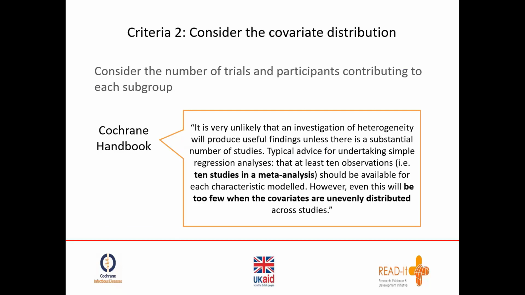So the second criteria is considering the number of trials and participants contributing to each subgroup. And the Cochrane Handbook states that it's unlikely that an investigation of heterogeneity will produce useful findings unless there is a substantial number of studies, and that at least 10 studies in a meta-analysis should be available for each characteristic modelled, but that may be too few still if the covariates are unevenly distributed. And what that means is if there is a limited amount of data for a particular subgroup. So say you have lots and lots of trials for one subgroup, but only a couple for another subgroup, then that 10 studies may still not be enough.